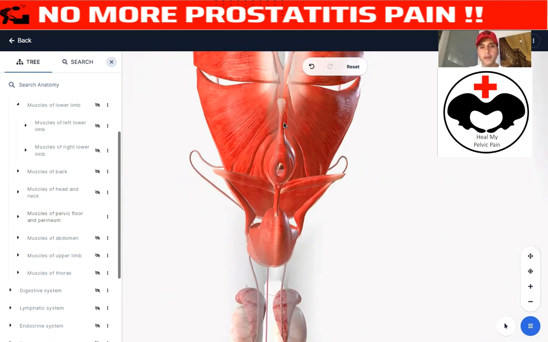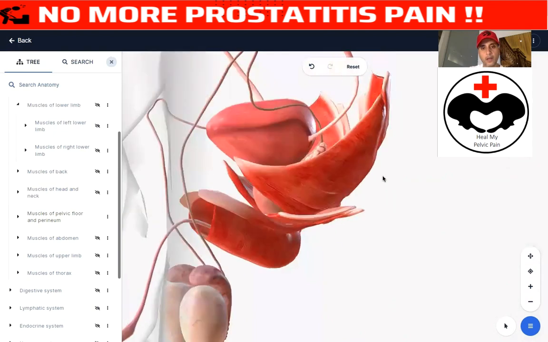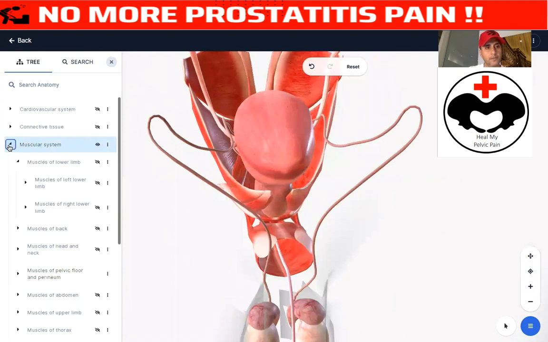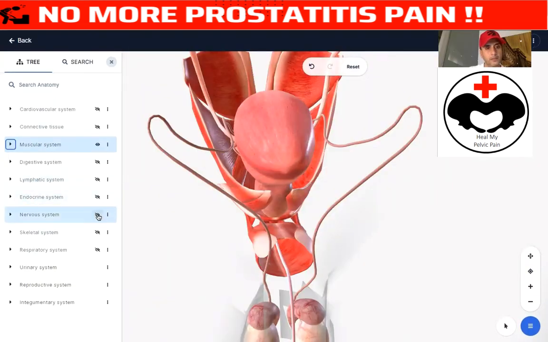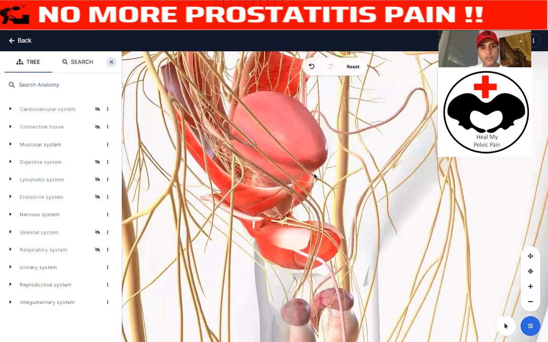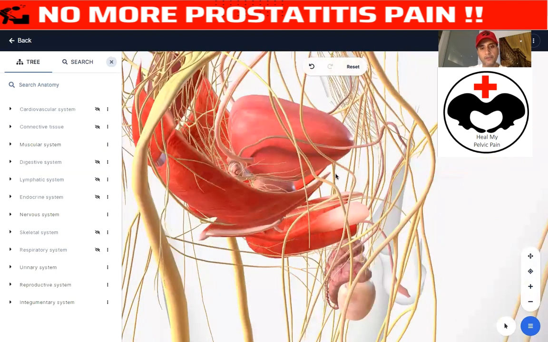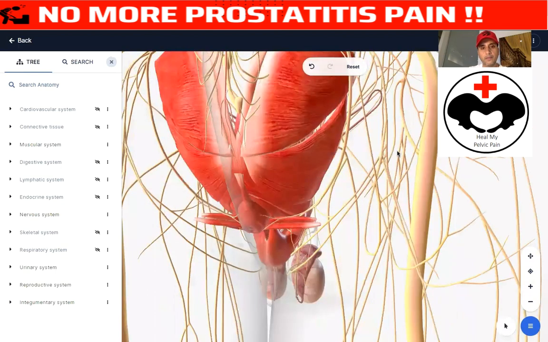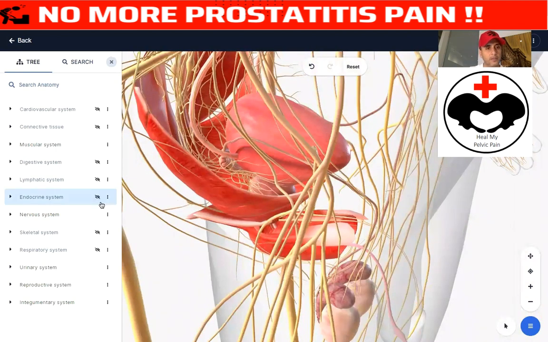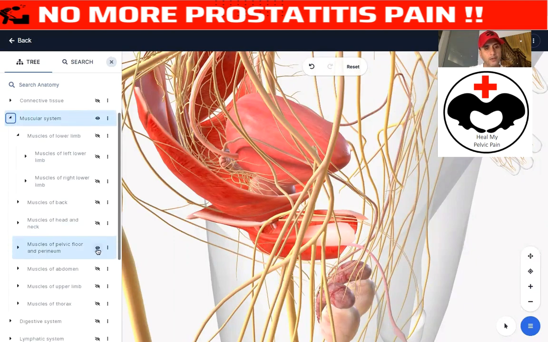Okay, so we've covered the organs, the pelvic floor muscles, and the reproductive organs as well. Now I would like to add and show you the nerves in this model, the nervous system. When we add the nervous system here, you'll see a lot of nerves, right? And this is not surprising. I'm just going to remove the pelvic floor muscles for a little bit, so we can actually see the nerves.